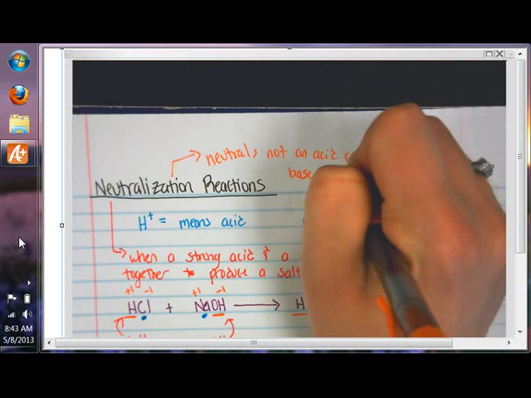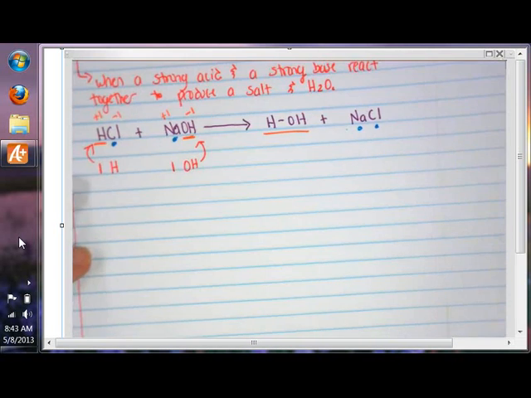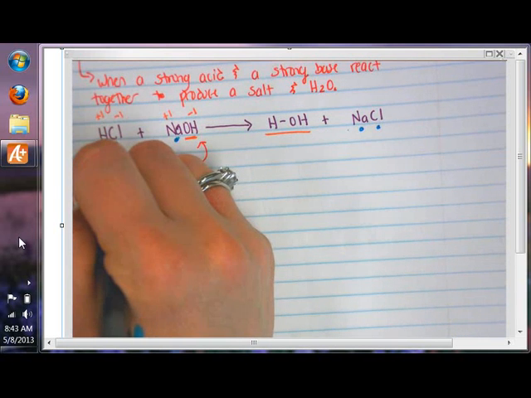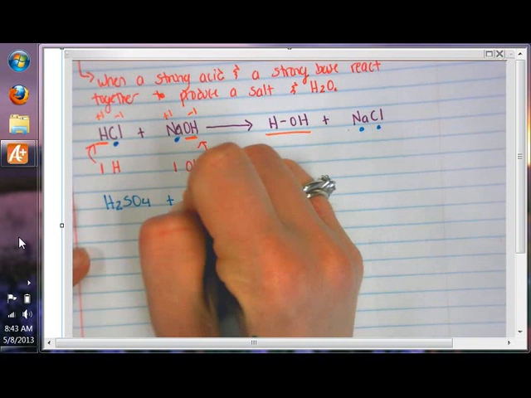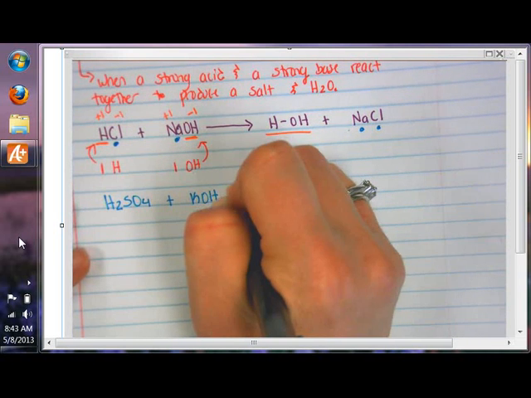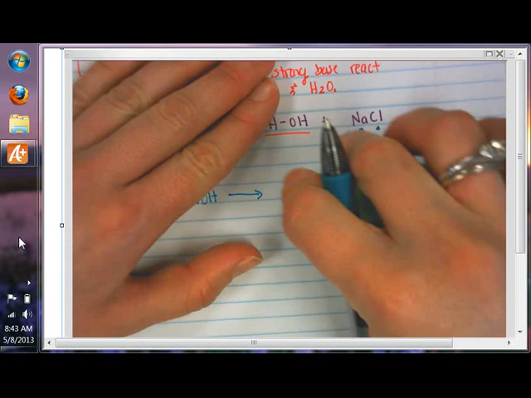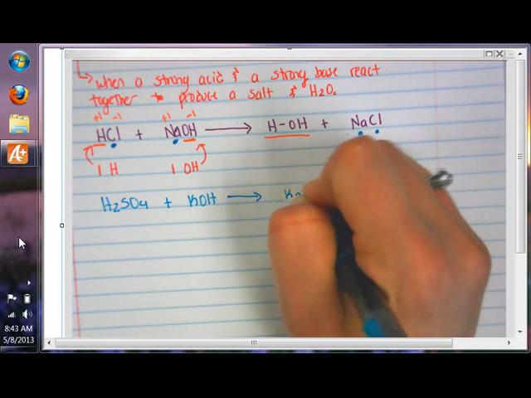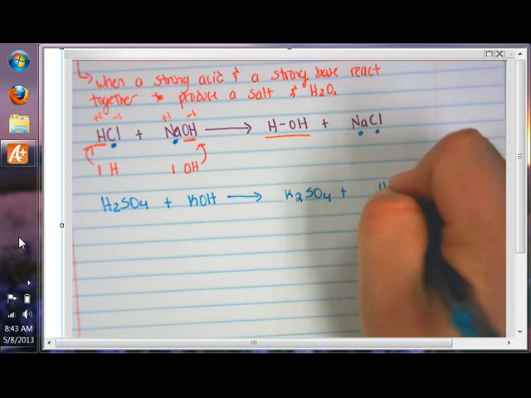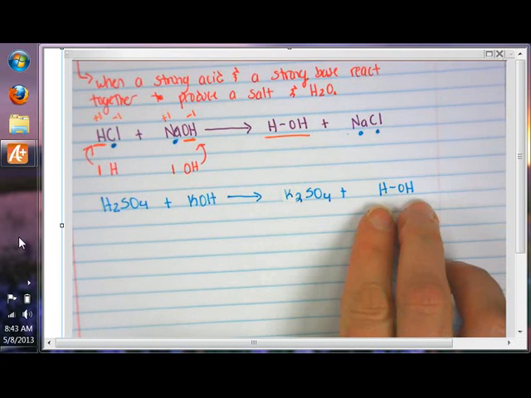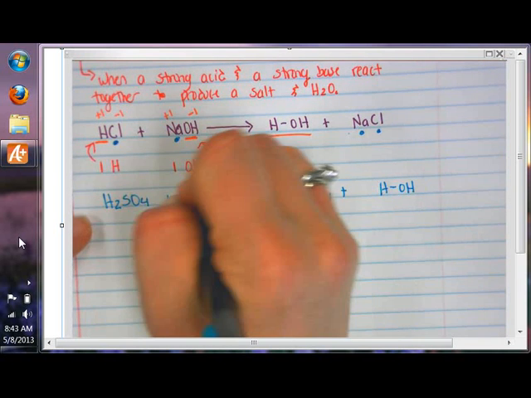Okay, let's do a couple more of these problems. So let's say I have H2SO4 plus KOH. That gives me not H2. That gives me K2SO4 plus H-OH, or just water, okay, because HOH is water. Balancing this out, you have a 2 in front of KOH and a 2 in front of water.